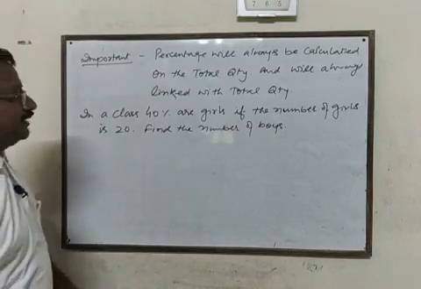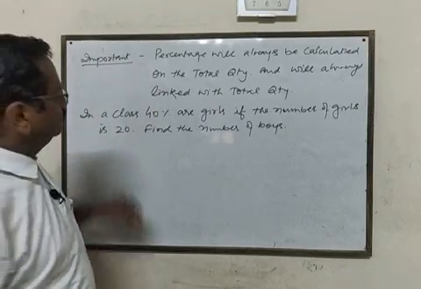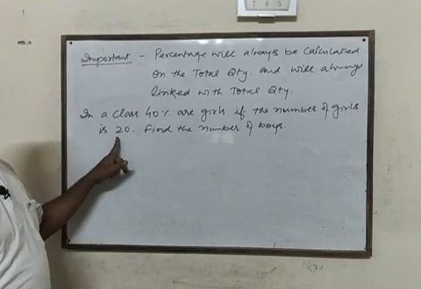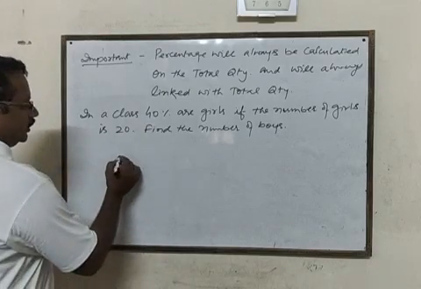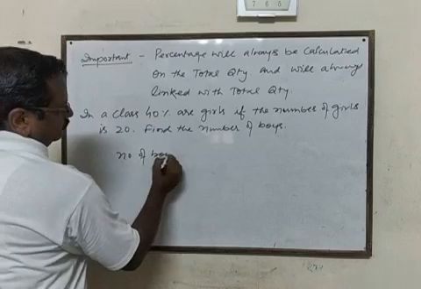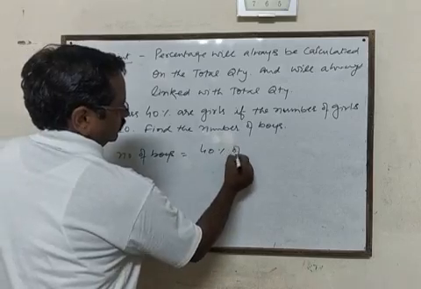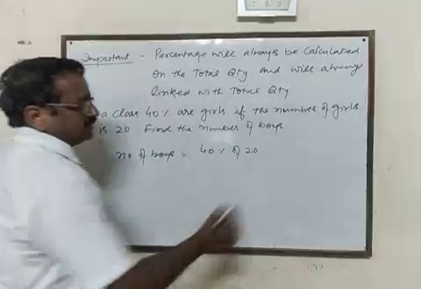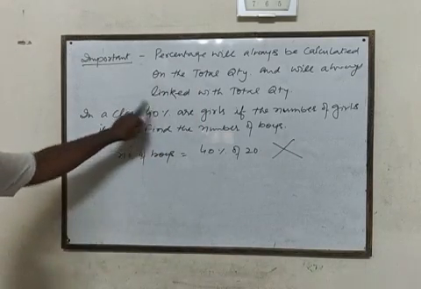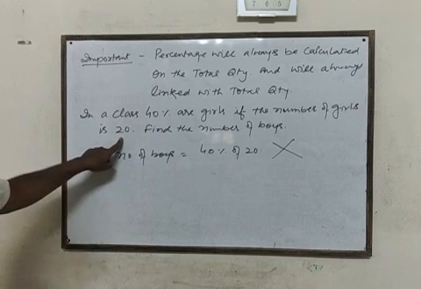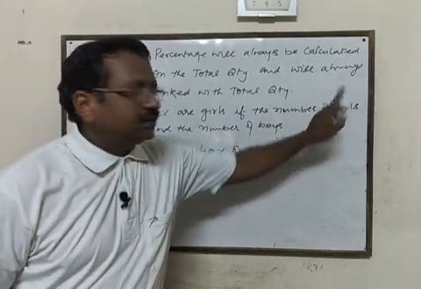Now those who don't have the knowledge of this rule, what will they do? They will see the percentage and the number, and they will start writing number of boys is equal to 40% of 20, and it will be wrong. This will be wrong, because this 40% you cannot link with this 20, because this is not the total number of students. These are only the number of girls.